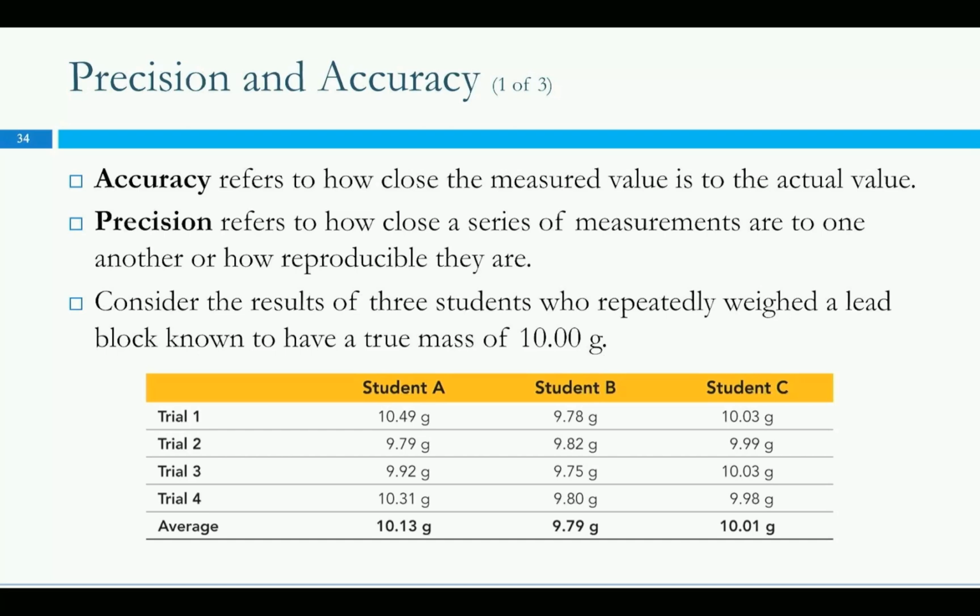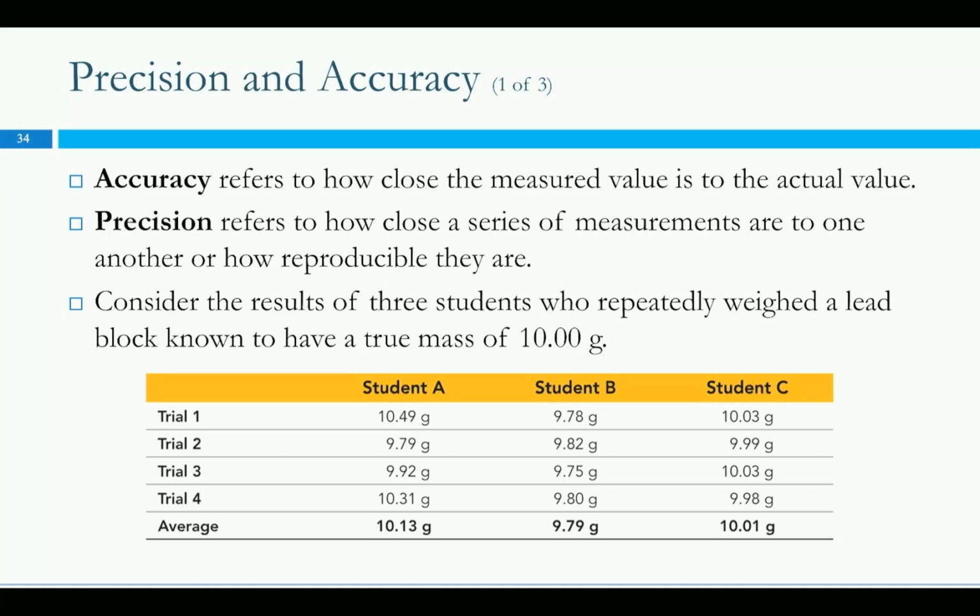If we consider the results of these 3 students, repeatedly weighing a lead block known to have a true mass of 10 grams, which student was the most accurate? Student C. We look at their average and see their average was the closest to the true value, and even their different trials are pretty good.